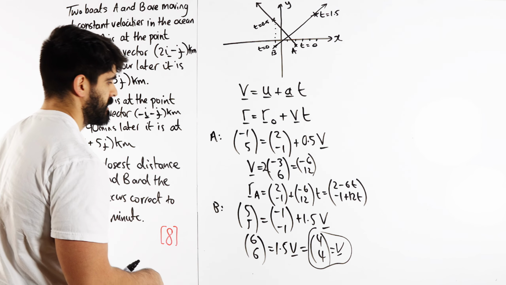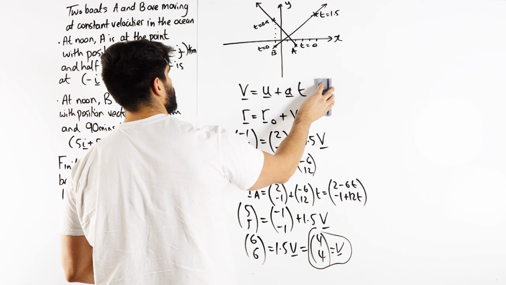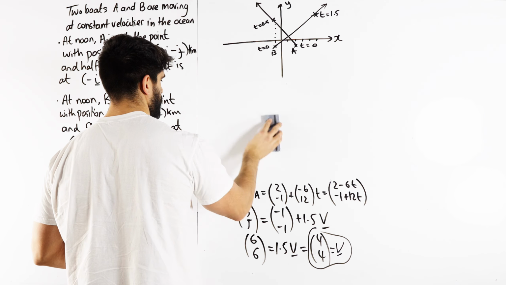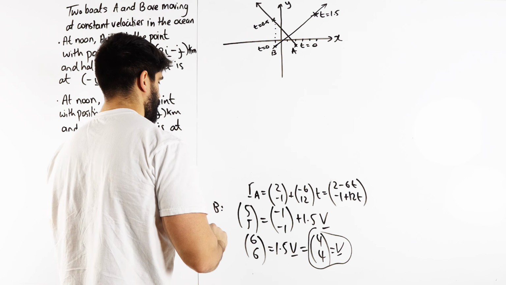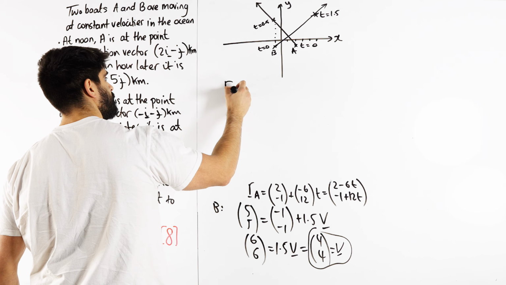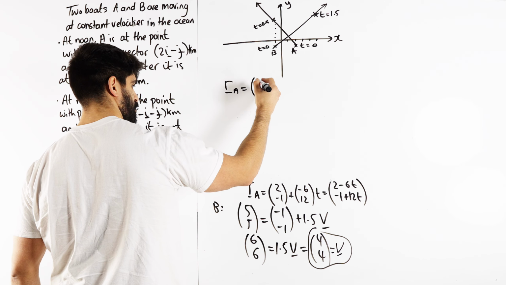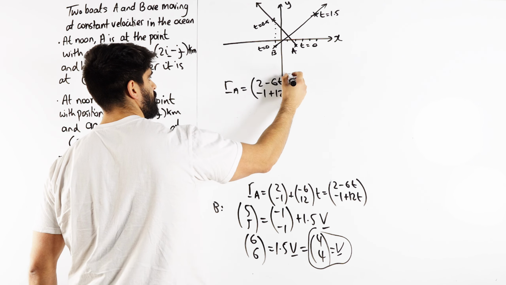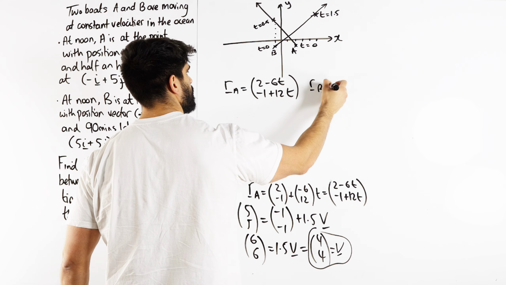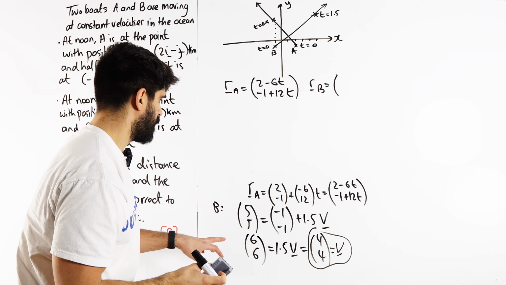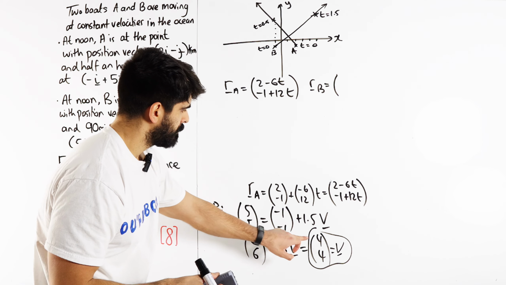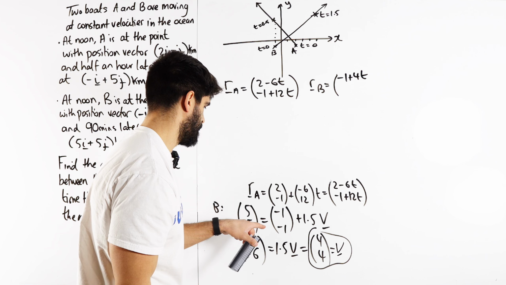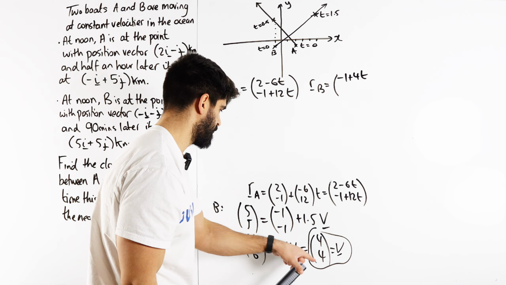Right, so now that we have this, I'll keep that image for you guys. Don't need this. Let's write them out nicely. So we have RA is 2 minus 6t and -1 plus 12t. And RB is the initial position -1 plus 4t, and then -1 plus another 4t.